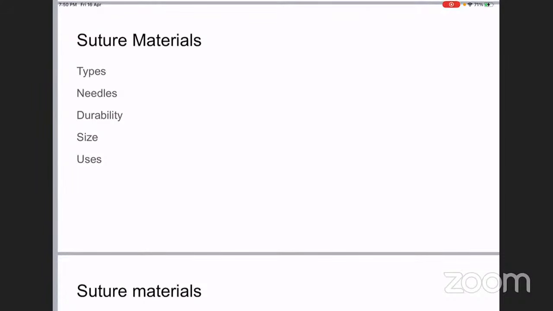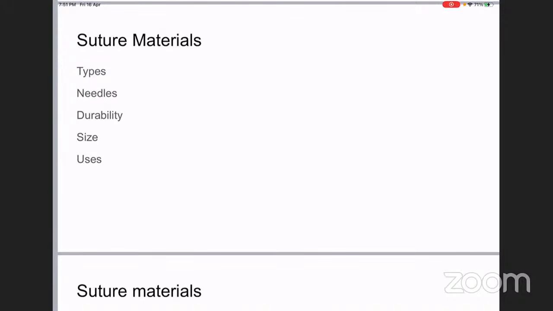Then you have a few metal sutures as well. In the past, they used to use silver sutures, especially Bassini and those people who pioneered different types of hernia repairs. They used to use silver. So that is another naturally occurring substance.